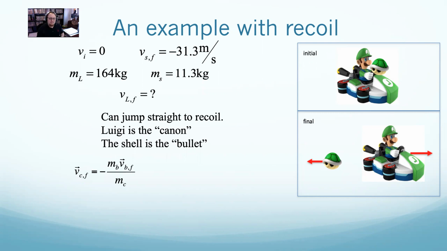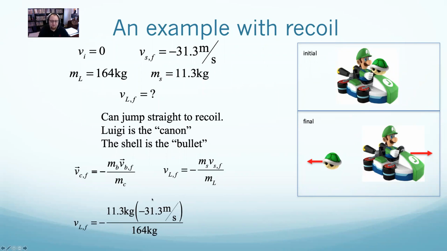Instead of bullet, I'll use shell. Instead of cannon, I'll use Luigi. The stuff on top here is always whatever is being launched. The thing on the bottom is what is doing the launching. If I plug into that equation the mass of the shell, velocity of the shell, and the mass of Luigi, I can find the velocity of Luigi. Luigi's velocity will be 2.16 meters per second.